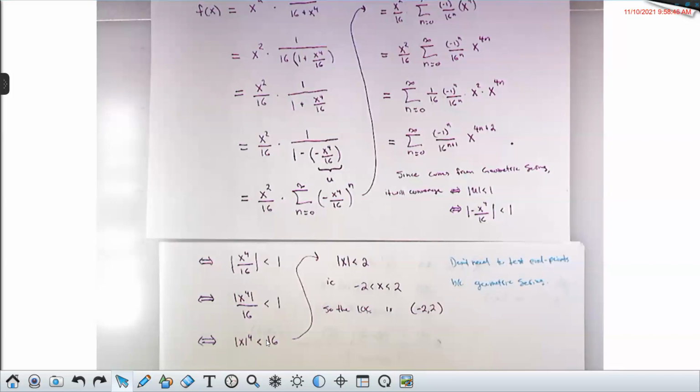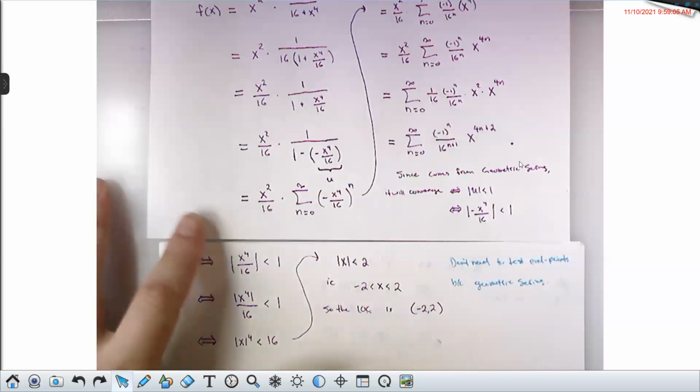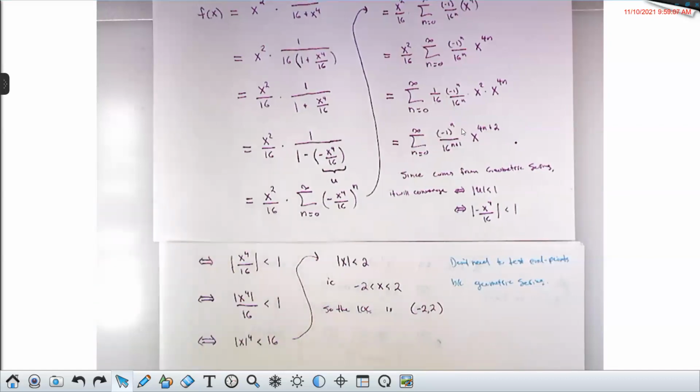And just for fun, what's the center of this series? Where is this power series centered? Zero. Very good, right? Because this is x minus 0 to the 4n plus 2. Also, you could see it from here, right? This interval is symmetric about 0. So the interval of convergence is always symmetric about the center.